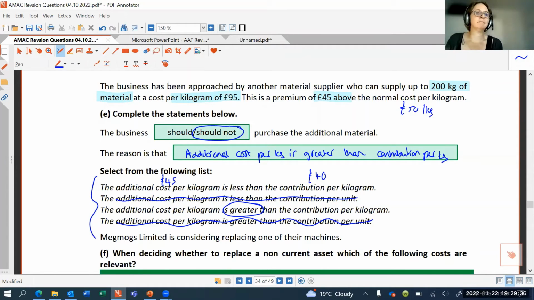So I'd be worse off, is the short answer. Nobody wants to, again, buy more materials in to be worse off as a result of it. So I would say, no, we wouldn't do it. The additional cost is greater than the contribution. So it's not worth doing. Okay.